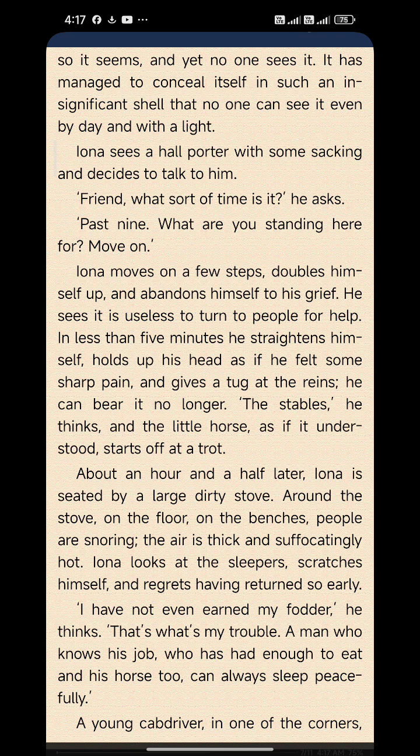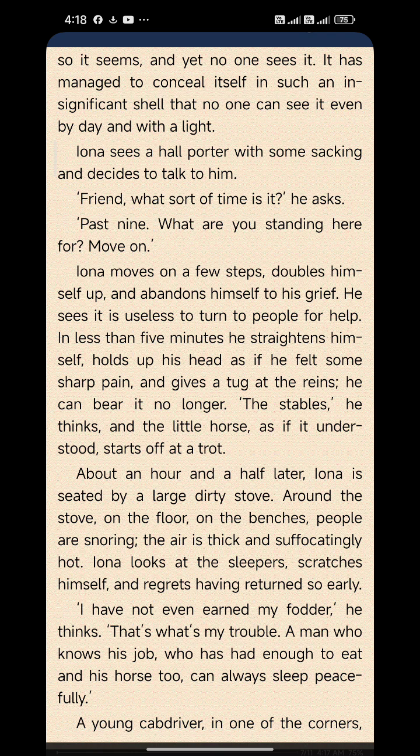About an hour and a half later, Lona is seated by a large dirty stove. Around the stove, on the floor, on the benches, people are snoring. The air is thick and suffocatingly hot. Lona looks at the slippers, scratches himself, and regrets having gone out so early. "I have not even earned my fodder," he thinks. "That's what's my trouble.